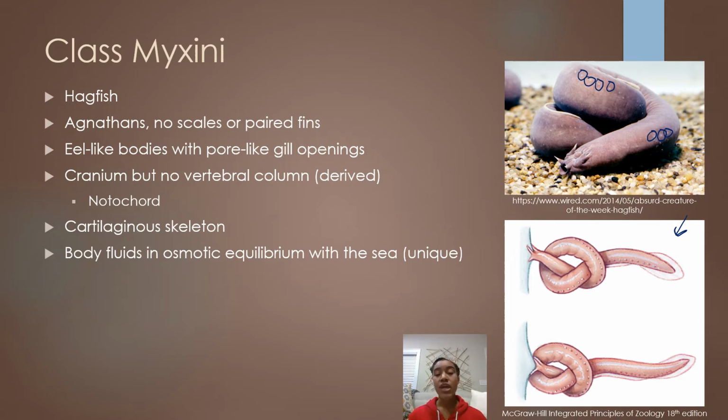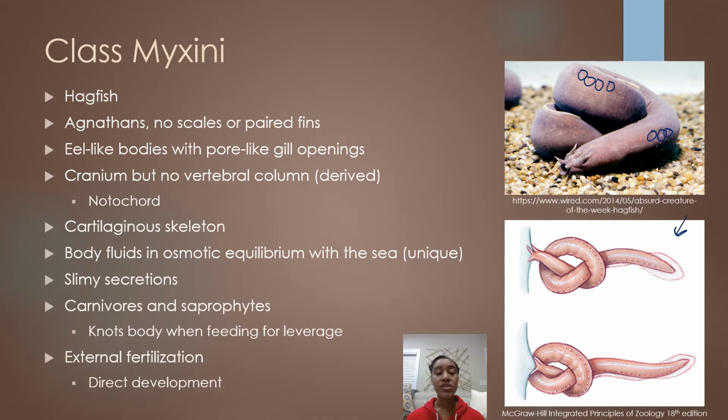Their body fluids are kept in osmotic equilibrium with the seawater. And this is a unique characteristic because most vertebrates are osmoregulators, not osmoconformers. As an osmoconformer, the hagfish allows the concentration of salts in their body fluids to match the concentration of salts in the seawater, whereas most vertebrates are osmoregulators and they will either excrete or retain salt depending on if they're living in a saltwater or freshwater environment.